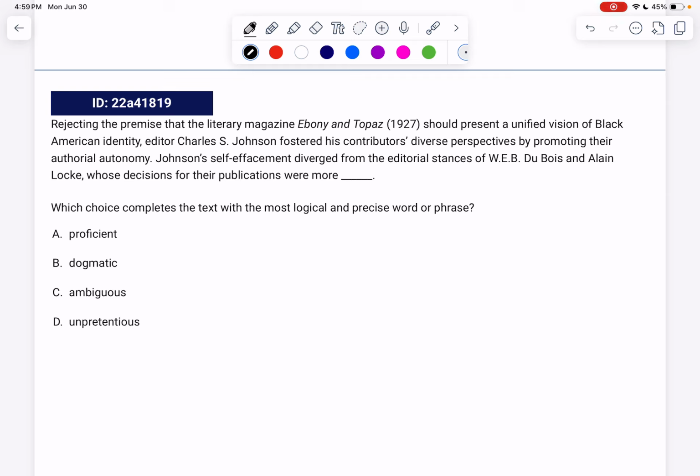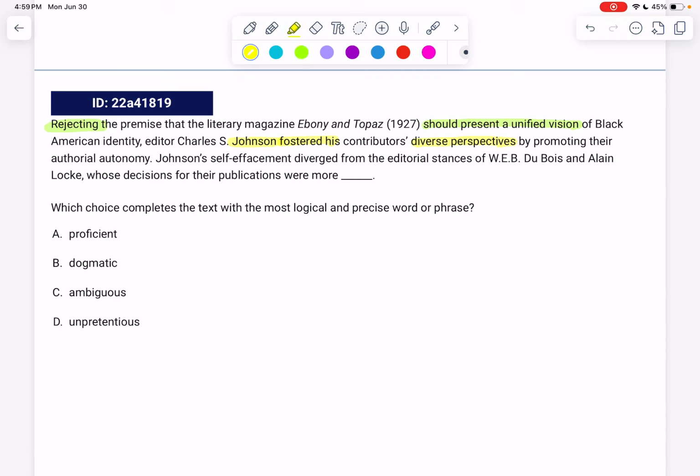So again, which choice completes the text with the most logical and precise word or phrase? Don't look at those answer choices. Let's look back at the question stem. What kind of things do we see? Rejecting that these magazines should present a unified vision. This guy rejected that it should be unified and fostered diverse perspectives. So who's doing that? Johnson is, okay? So again, he's not saying it should be unified. We want a lot of diverseness here.